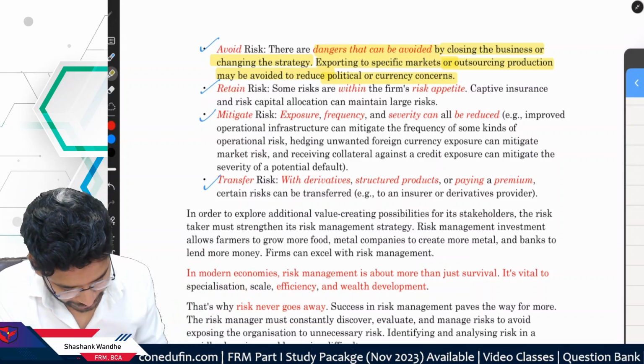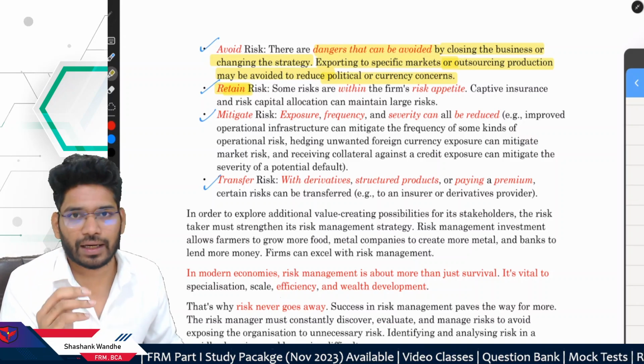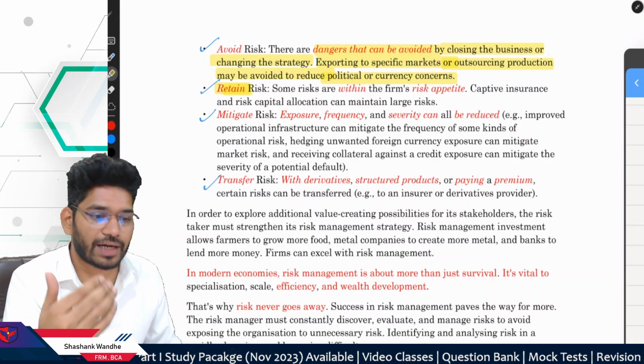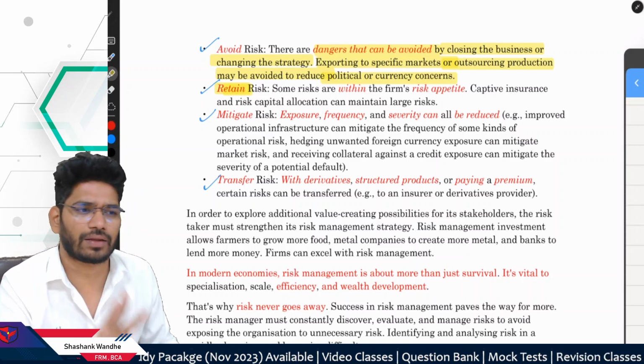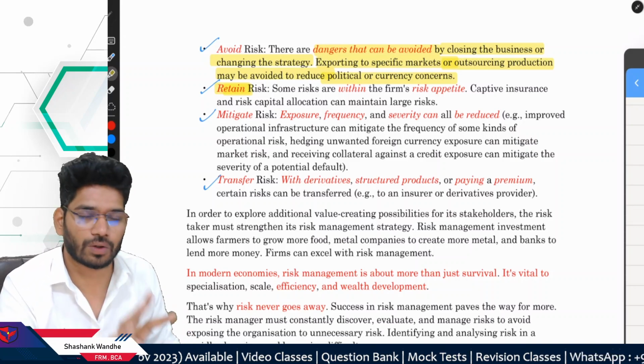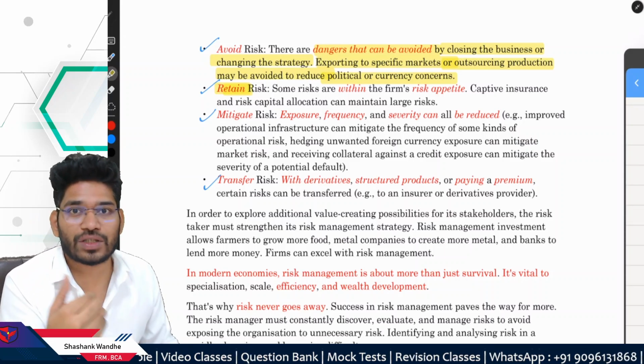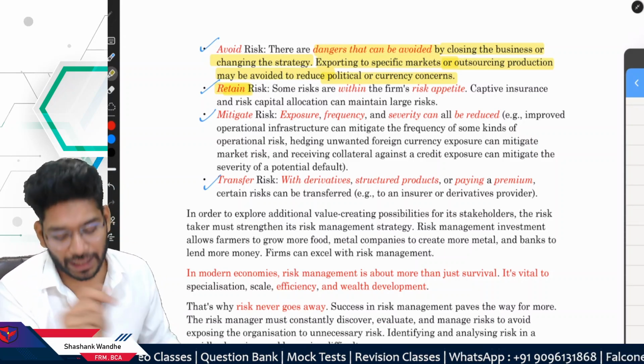Then we have the retain the risk part. Retain the risk means, okay, this much risk you can take. For example, when the bank decides to get into the car loans business, they are like, okay, this much risk we can take. Even if some borrowers default, we know we will be able to manage. And how much risk to retain is based on the risk appetite.